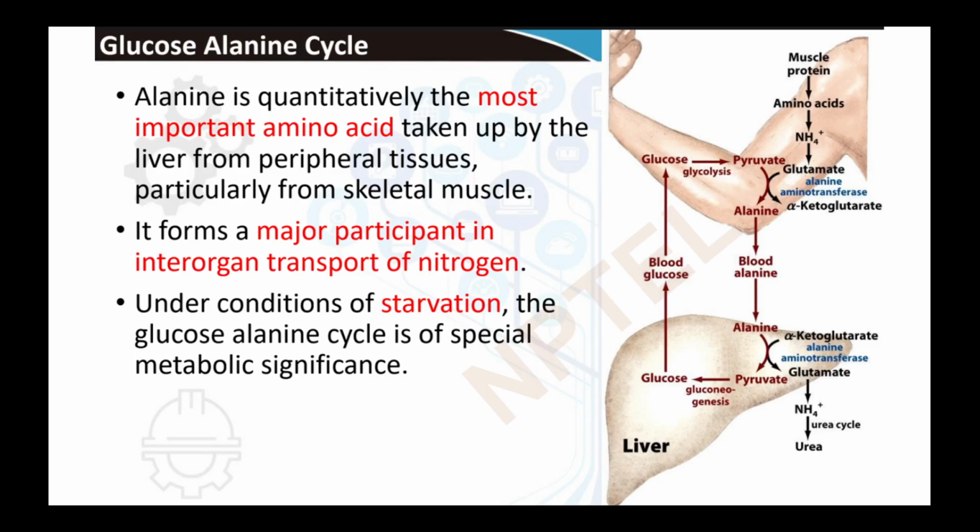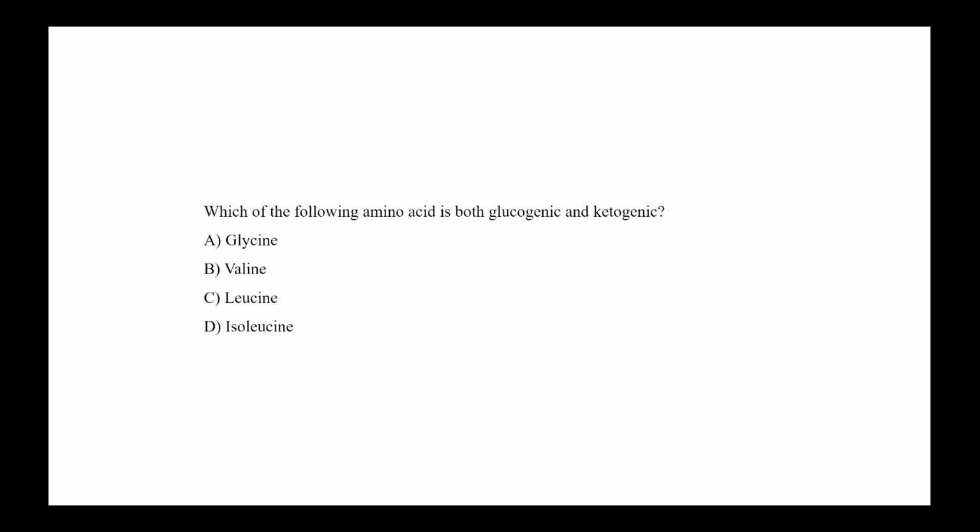So this is all about the glucose alanine cycle, where alanine is the major participant in the transport of pyruvate across the peripheral tissue. I hope that's clear. I hope you understood. Let's see the next question then.